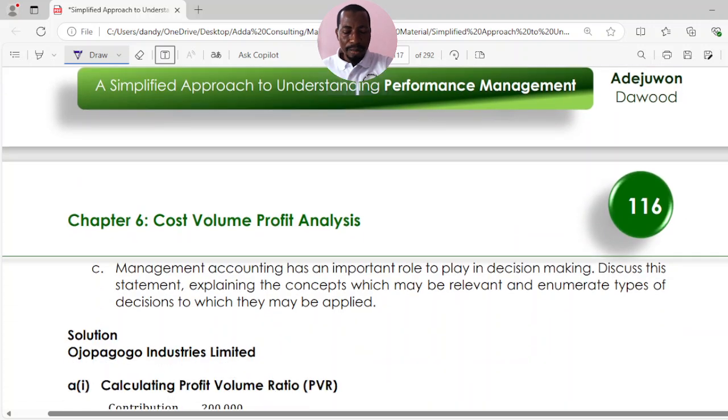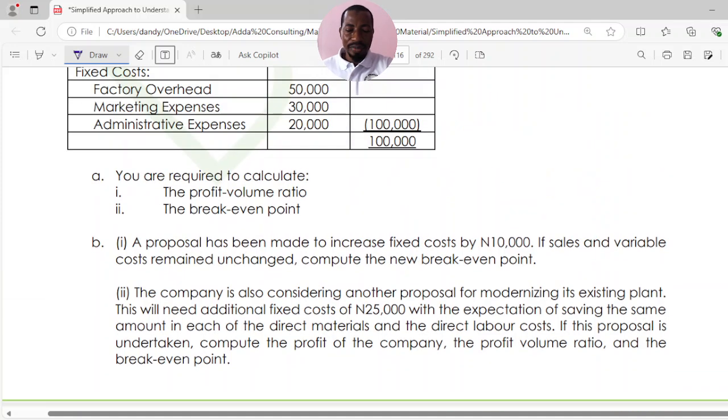Number C, management accounting has an important role to play in decision making. Discuss this statement, explaining the concepts which may be relevant and enumerate types of decision to which they may be applied. So without wasting time, the examiner is asking in this question that you should calculate profit volume ratio.